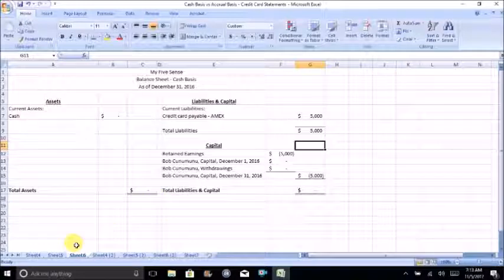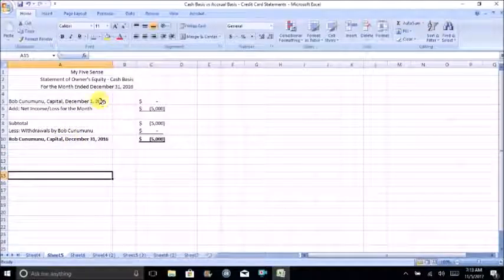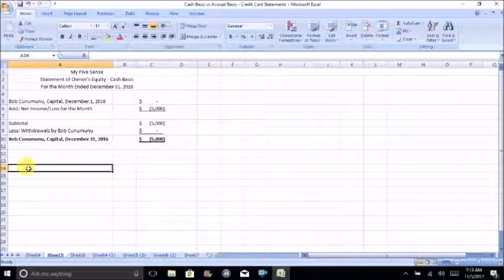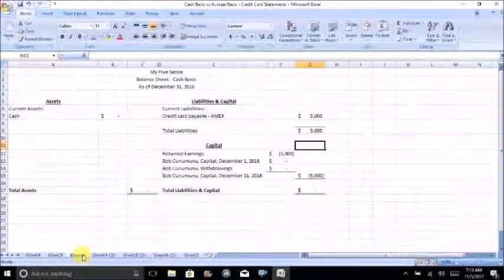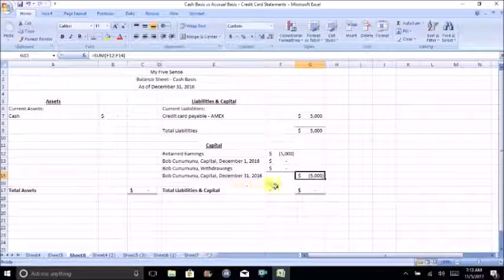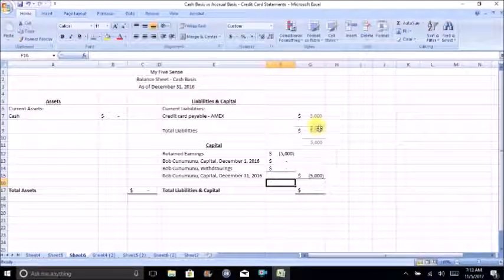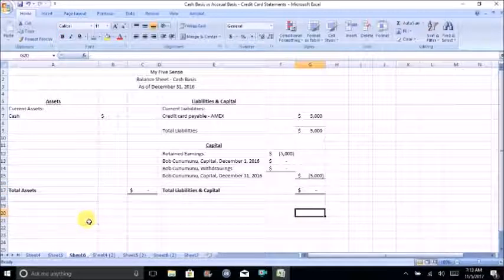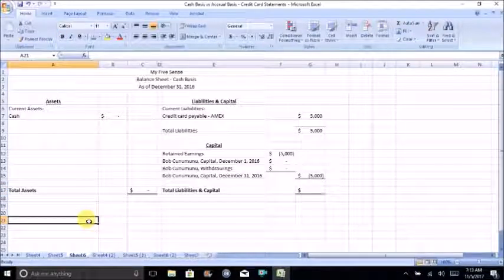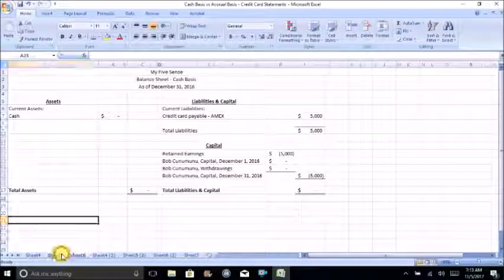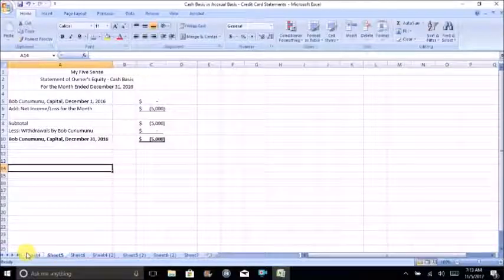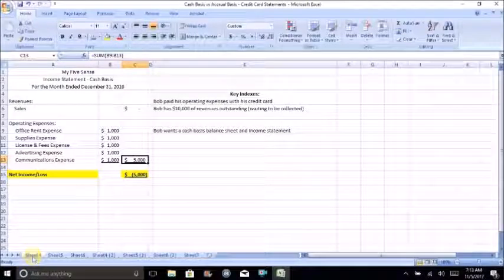Now we just did the statement of owner's equity, and we saw that worked out to be negative $5,000, which goes to the equity or capital section of the balance sheet. And here it is. You foot this side, the liabilities and capital side of the balance sheet, and that works out to be zero. So it worked out. This is the cash basis balance sheet, cash basis statement of owner's equity, and cash basis income statement.